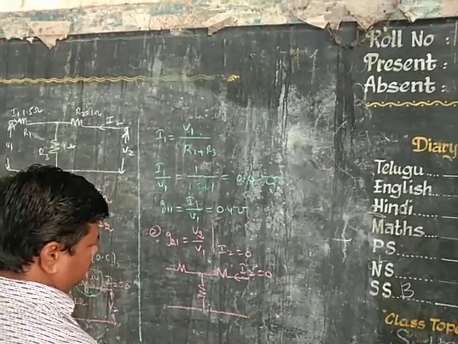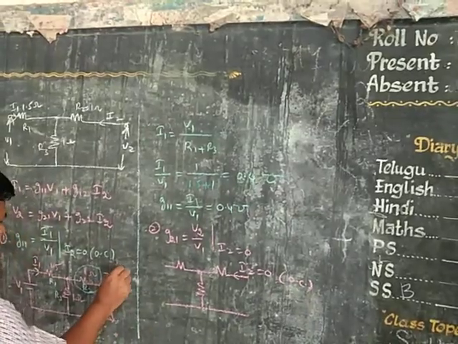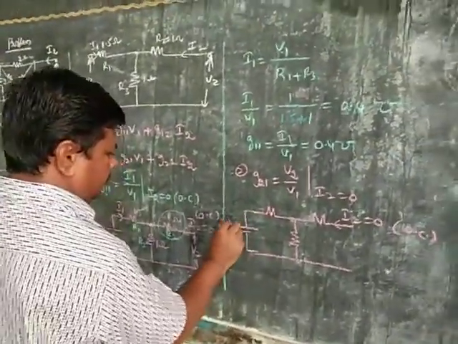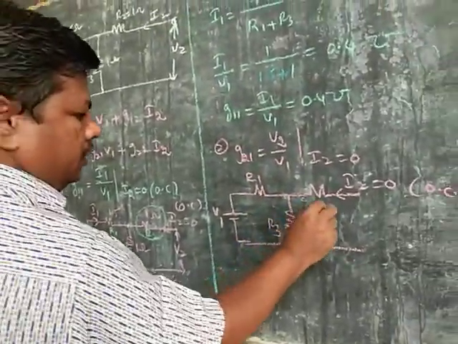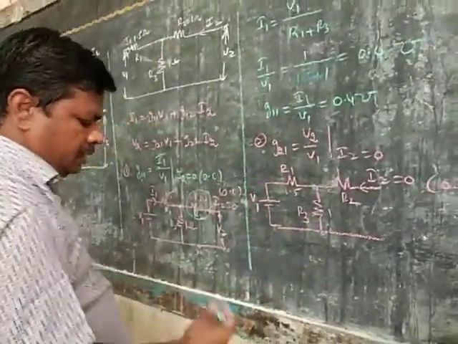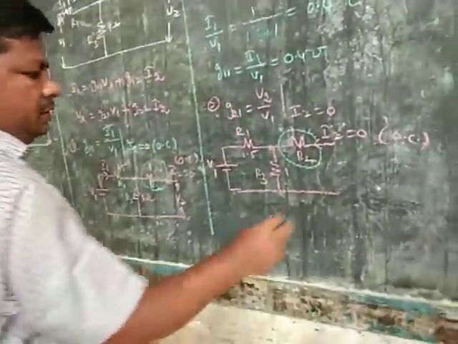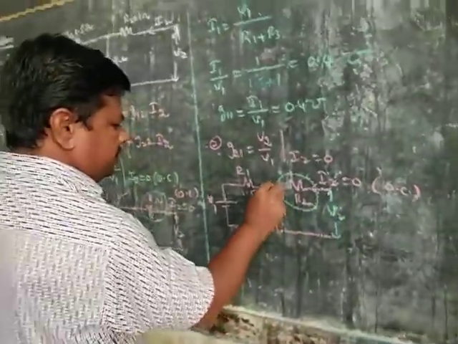I2 is equal to 0. Open circuit, here also open circuit. And there exists a V1. Here it is R1, R3, R2, 1.5, 1. And there is no drop across this R2 resistor. Here exists a V2, and here the same V2 exists.